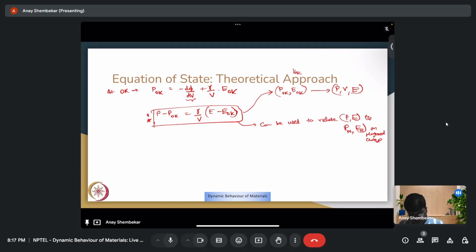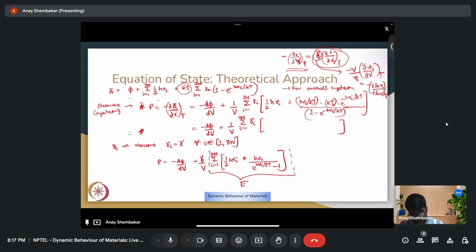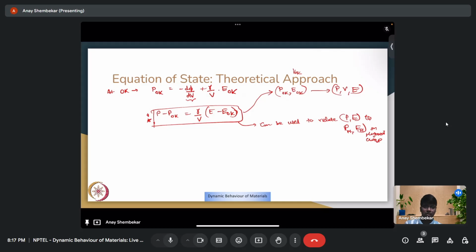The form of the equation, P is equal to minus d phi by dV plus gamma by V times E, has been extended to two different states, and together we basically match them. Here the condition is at the same volume V, which the same volume V condition would be important in the porous material section.